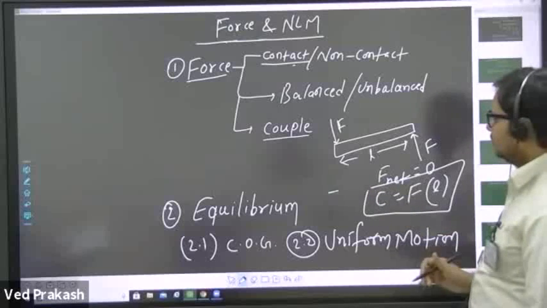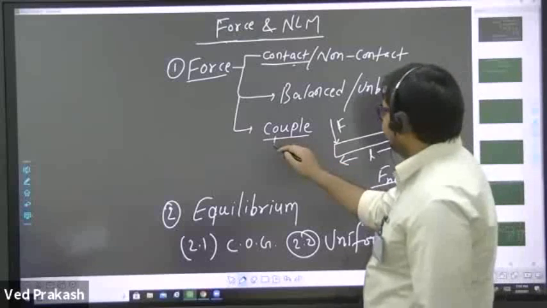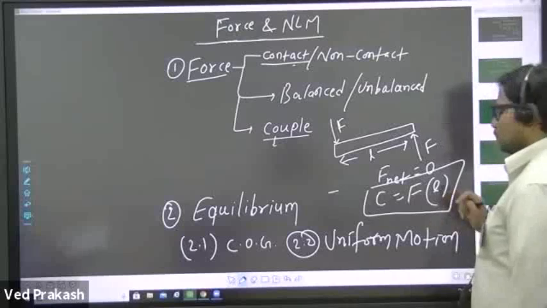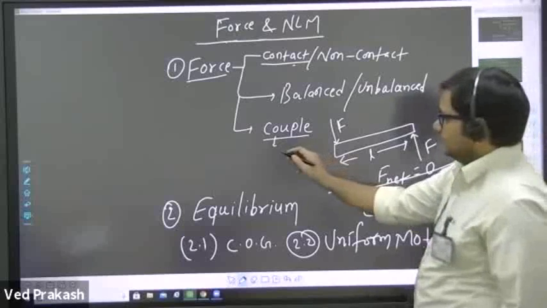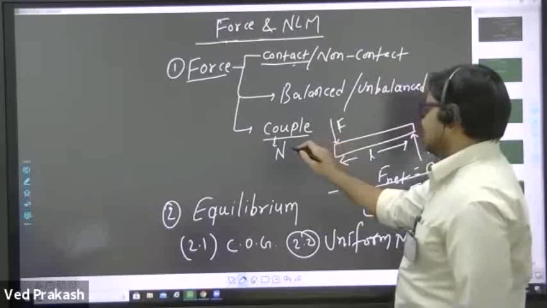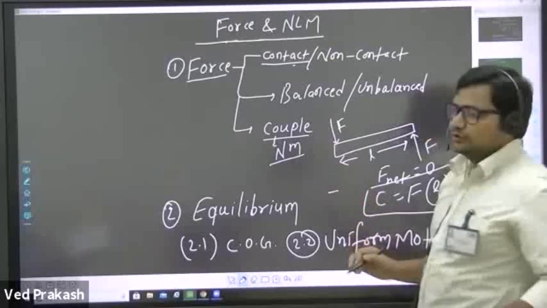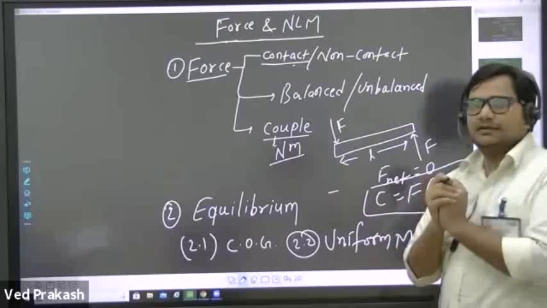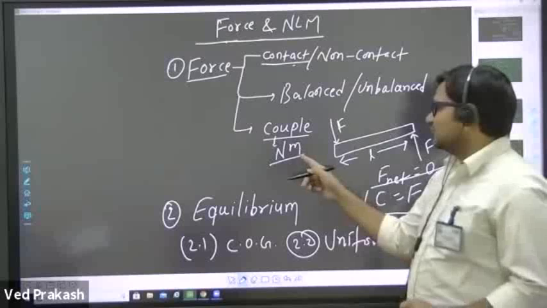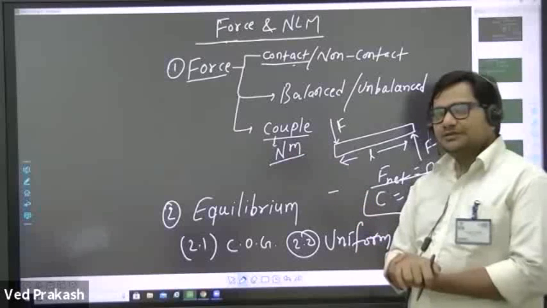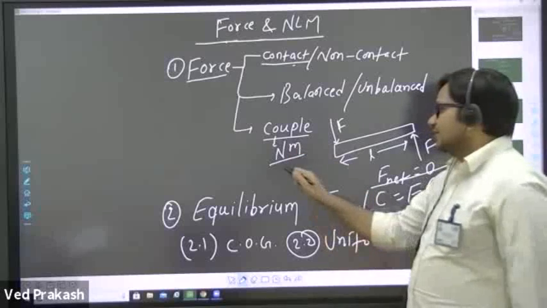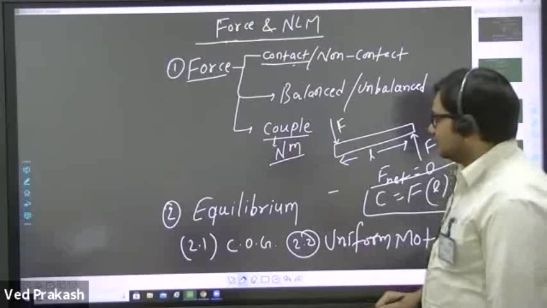Okay. So what should be the unit of this couple? The unit is force into distance. The unit of force is Newton and the unit of distance is meter. So the SI unit of couple is Newton meter. Can you guess any other physical quantity whose unit is also Newton meter? Work done. Yes, work done has the same unit, Newton meter.